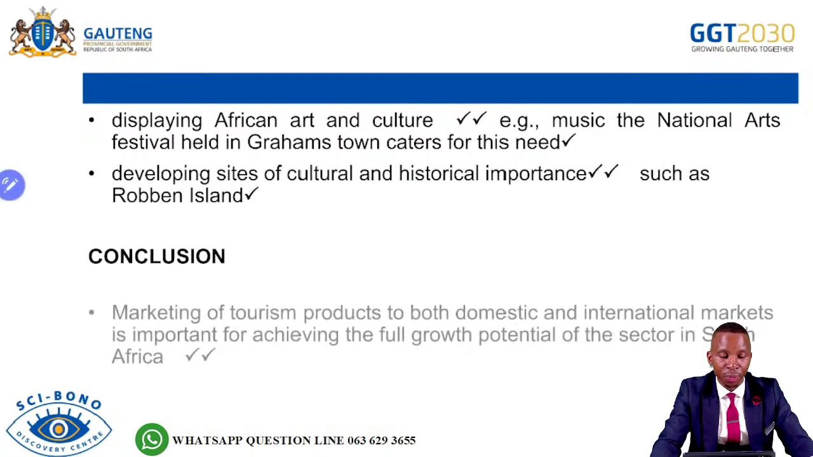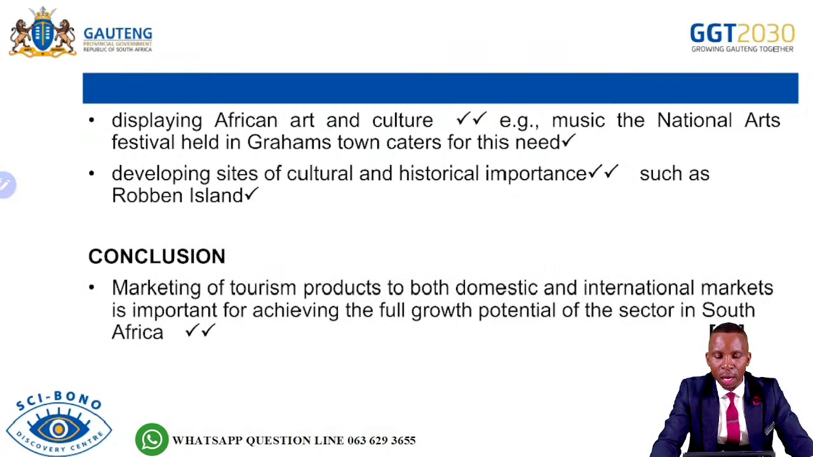The conclusion now. Marketing of tourism products to both domestic and international markets is important for achieving the full growth potential of the sector in South Africa. That was for 40 marks. So it was just an example of how you can compile your essay.